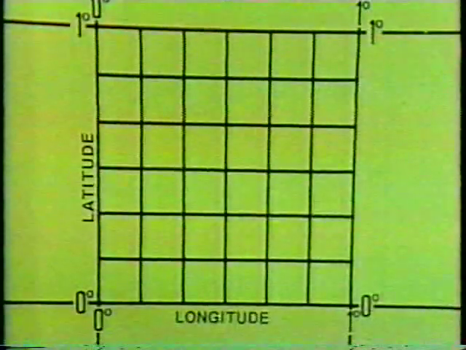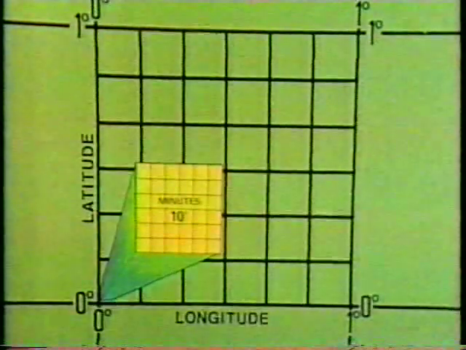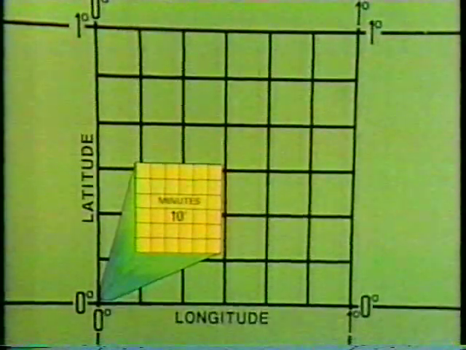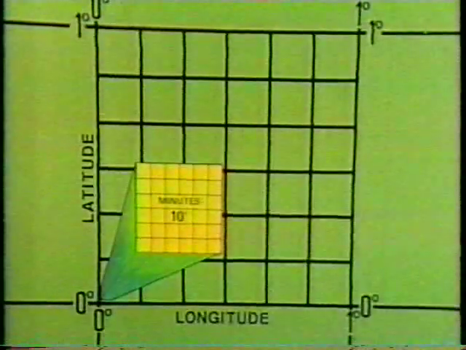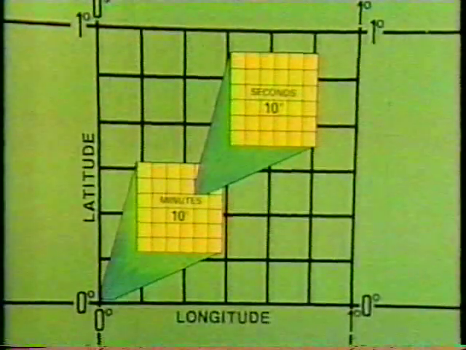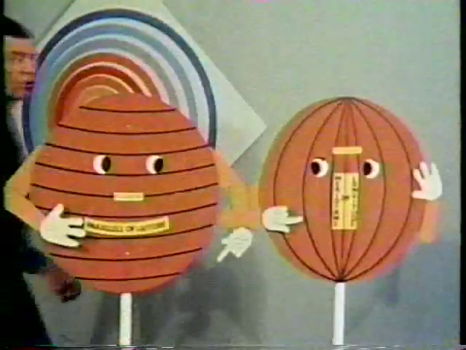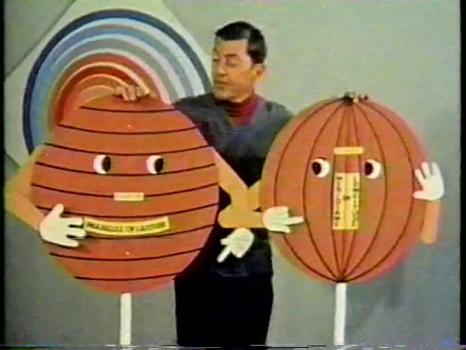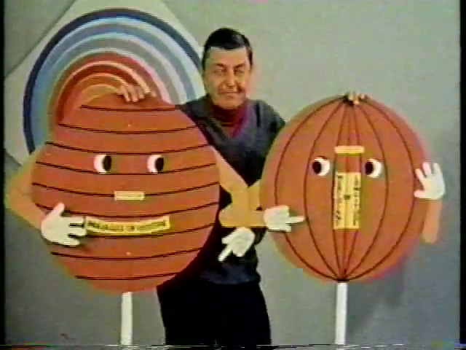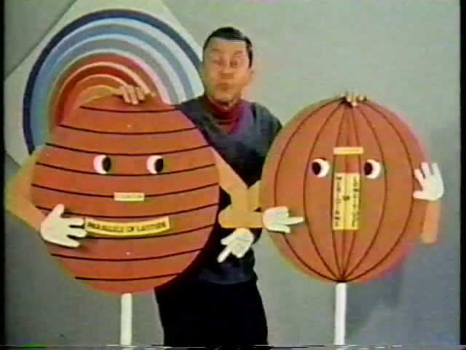Even one small degree of latitude and longitude can be subdivided into 60 smaller parts called minutes, written like this. And any one of their minutes can be redivided again into even smaller parts called seconds of latitude and longitude, written like this. No wonder we pay attention to these two fellas and say nice things about them. They keep us from getting lost in this world of ours. More importantly, they help us find our way.